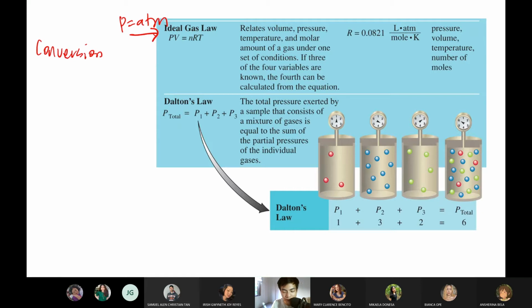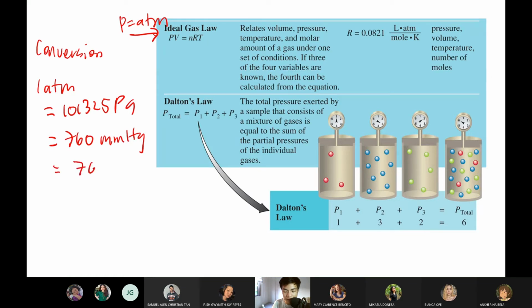So, ano yung mga conversions to ATM? So, 1 ATM is equal to 101,325 Pascal. That is also equal to 760 mmHg. And that is also equal to 760 torr. Okay? So, yan yung ating mga conversion. So, 1 ATM equals 101,325 pascals. 1 ATM equals 760 mmHg. 1 ATM equals 760 torr.